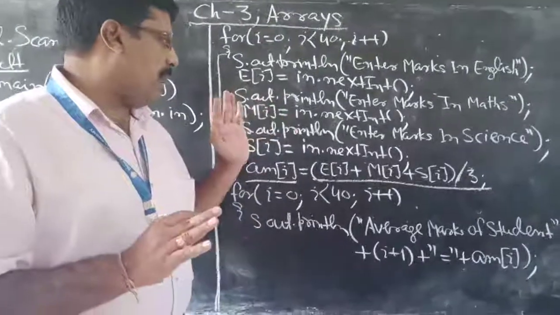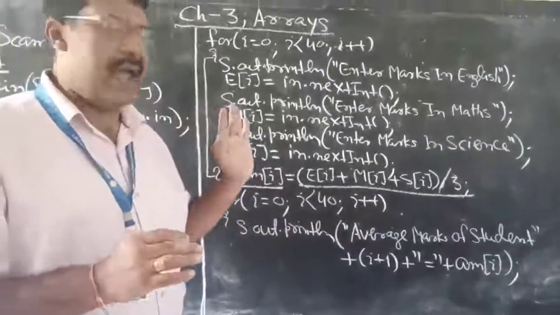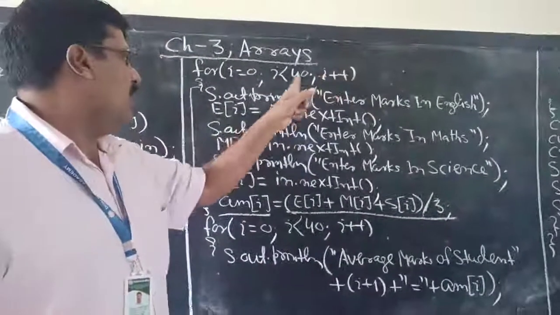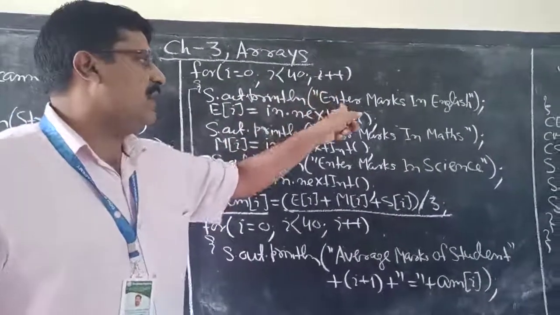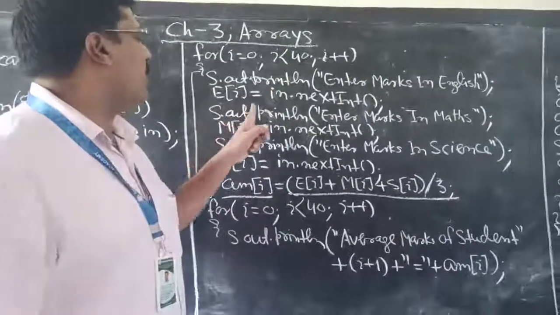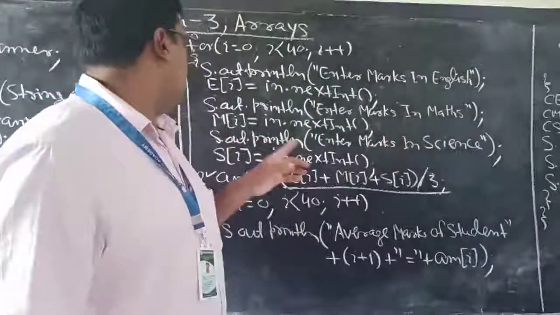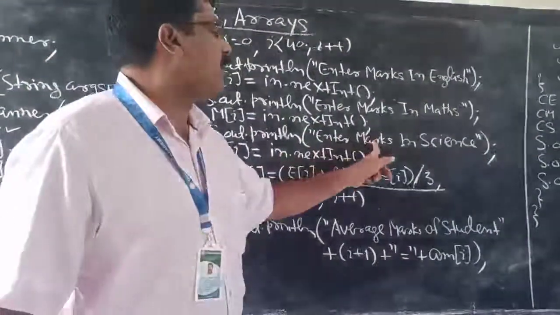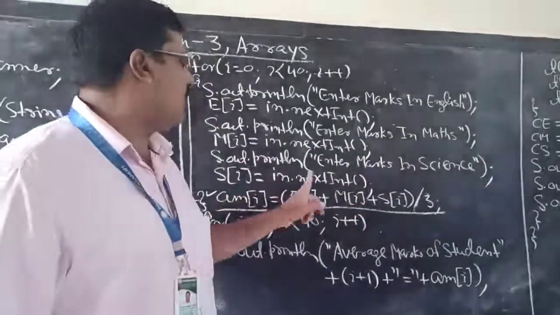So we have input the marks, calculated the average, then go for the next i. Next i will be 1. Again, System.out.println enter marks in English. So E1 equals in.nextInt. System.out.println enter marks in math. M1 equals in.nextInt. System.out.println enter marks in science. S1 equals in.nextInt.